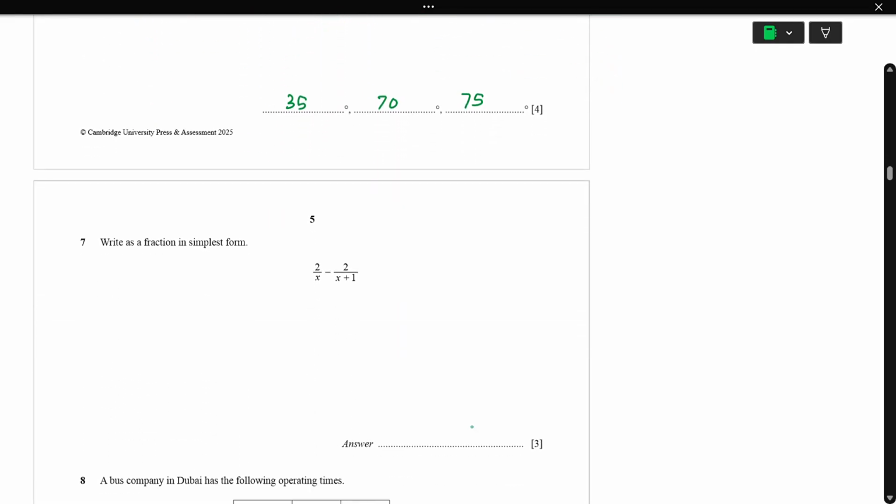And next, question 7. Write a subtraction in the simplest form.